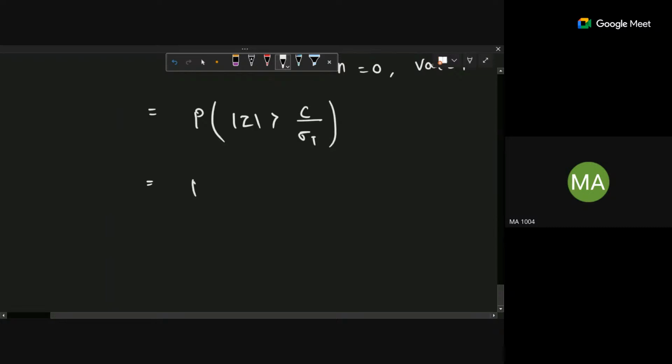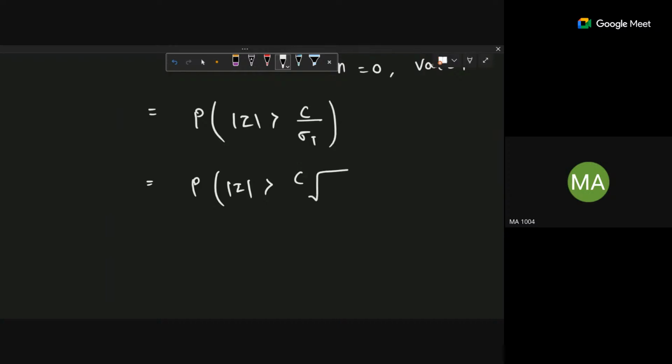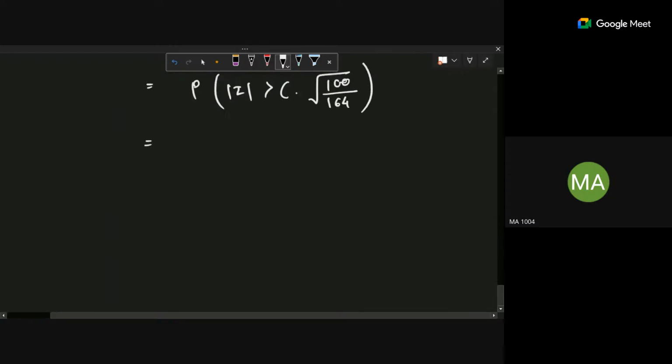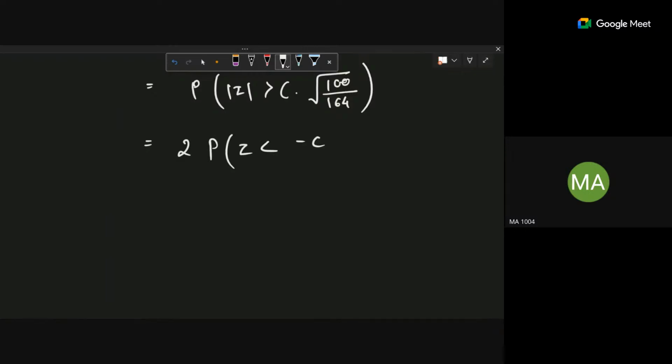That is square root of 100 upon 164, right? That's it. So how do we proceed with this now? Modulus z is greater than this value, then in CDF format, I can write this as the probability that z is less than minus C times square root of 100 by 164. Okay, you can say. No problem. Is this CDF value given to us?